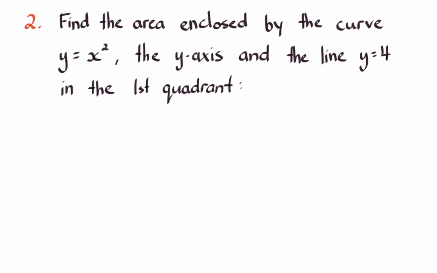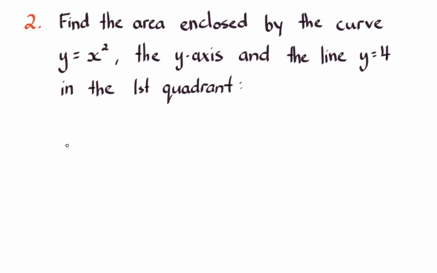Find the area enclosed by the curve y equals x squared, our standard parabola, the y-axis, and the line y equals 4 in the first quadrant. Alright, so what's going on here?